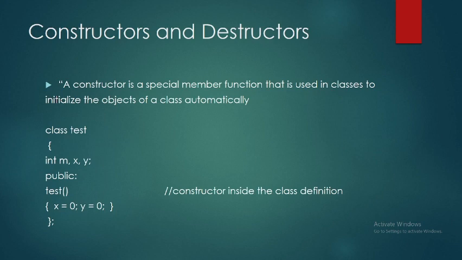It's called constructor because it constructs the value of data members of the class. Now the rules to write these constructors are: a constructor always has the same name as the class name. This will help the compiler to identify that it is a constructor. Also, there is no return type to these constructors, not even void.